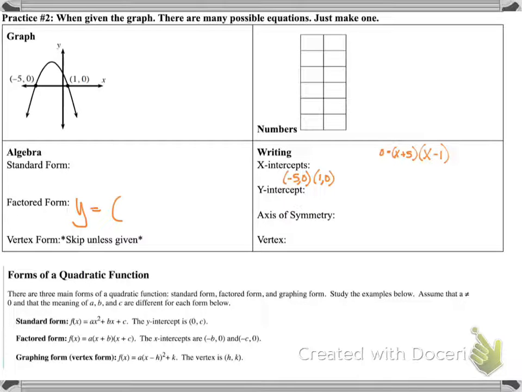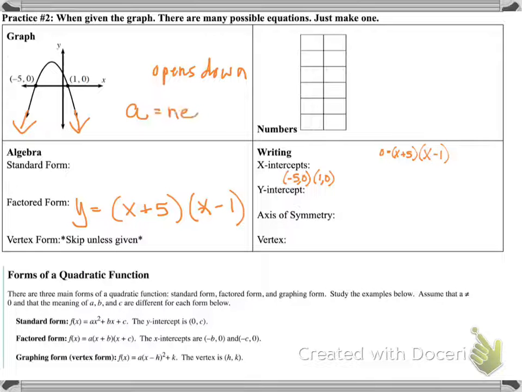Now, the problem is, if I were to graph this by itself, I'm going to get a parabola that does not open down. It's going to go up. Therefore, if this parabola opens down, that means your a value has to be negative. So in my standard form, that number out in front better be negative.